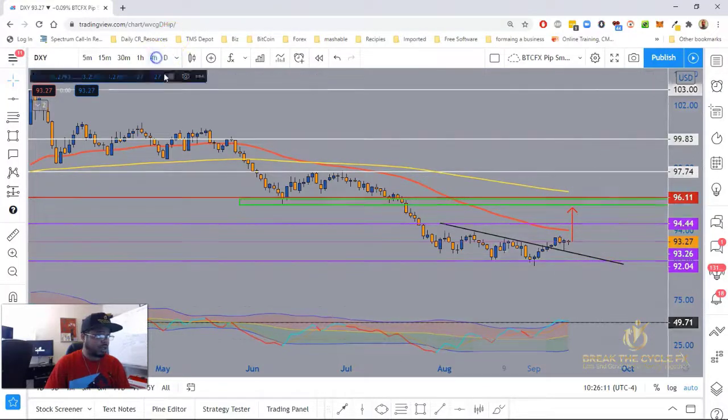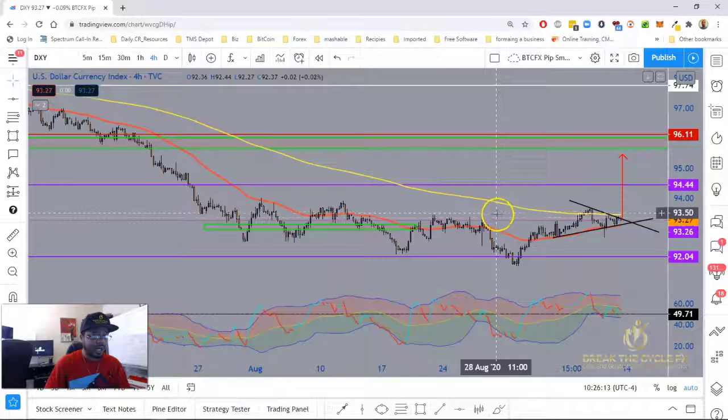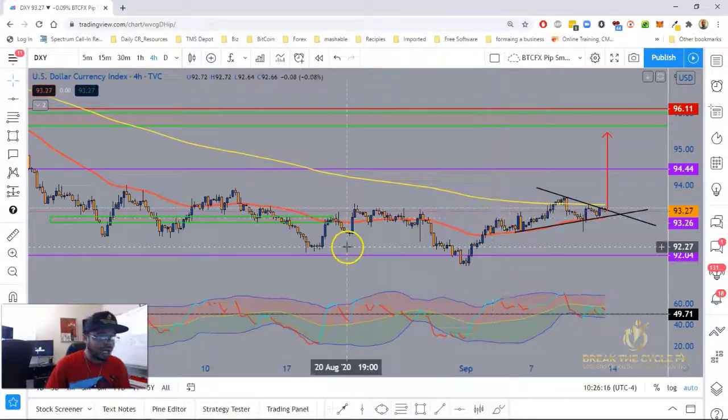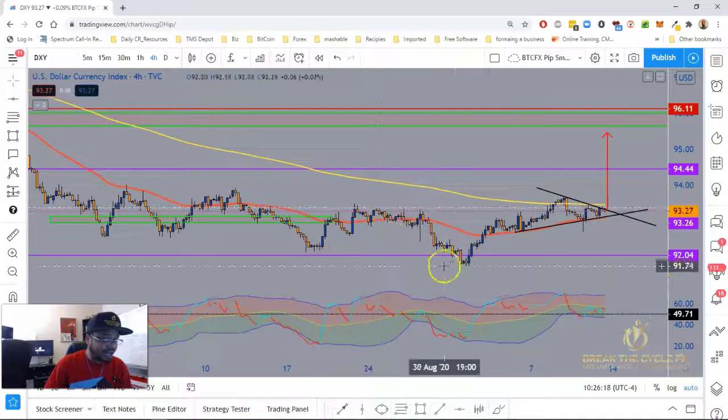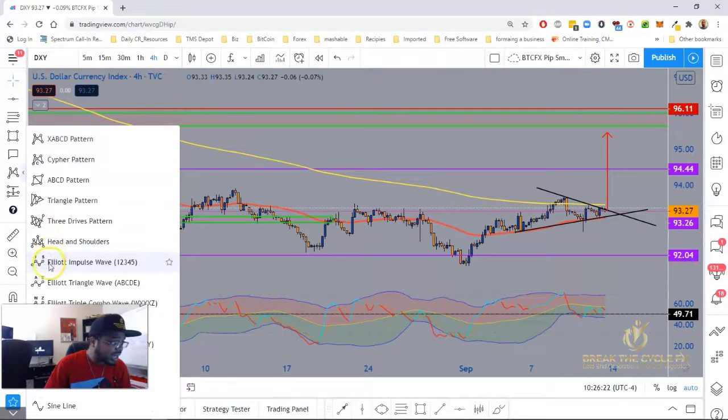All right. So this is the 4 hour, how it looks. Okay. We also got an ugly inverted head and shoulders here. Let me see if you guys can see that. It's pretty ugly.